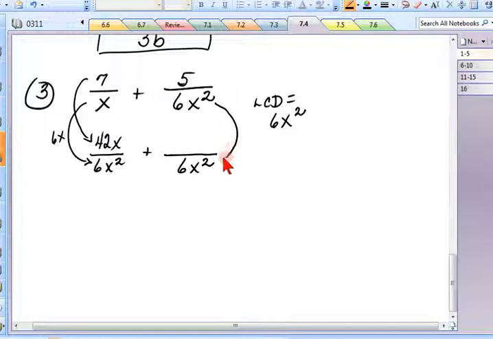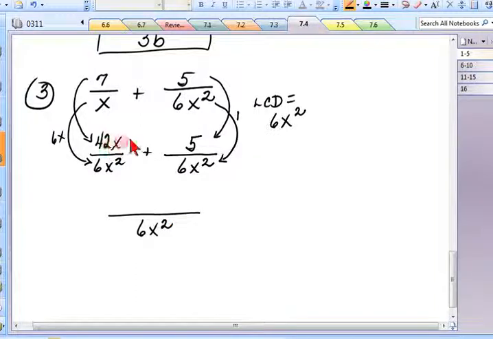Second fraction. What was 6x squared multiplied by to turn it into 6x squared? 1. In other words, the identity. So no change in the top. It will stay a 5. So if this old denominator was the new denominator, then the numerators don't change. That gives me 6x squared for a common denominator.